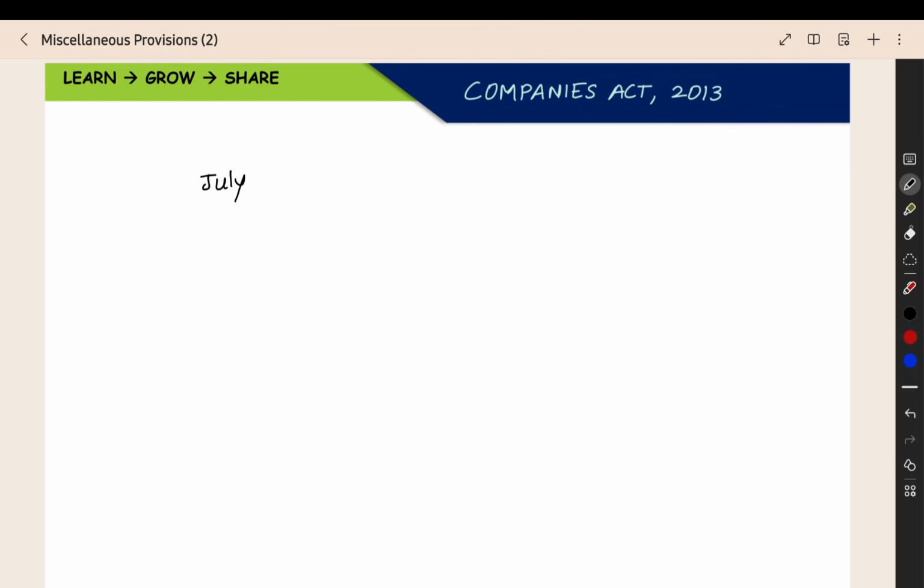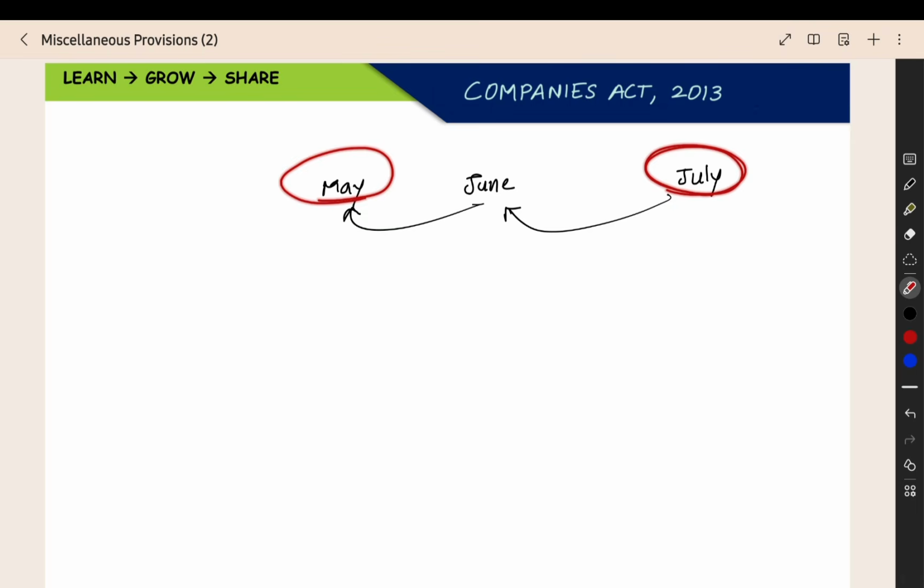So here, first, we see which month we are in. For example, assume we are now in the July month. We have to take the preceding month. One preceding month will be June, and another preceding month will be May. So April, May, June, July. If you are in the July month, take the May month, the second preceding month. First preceding month, second preceding month. You have to take the second preceding month.